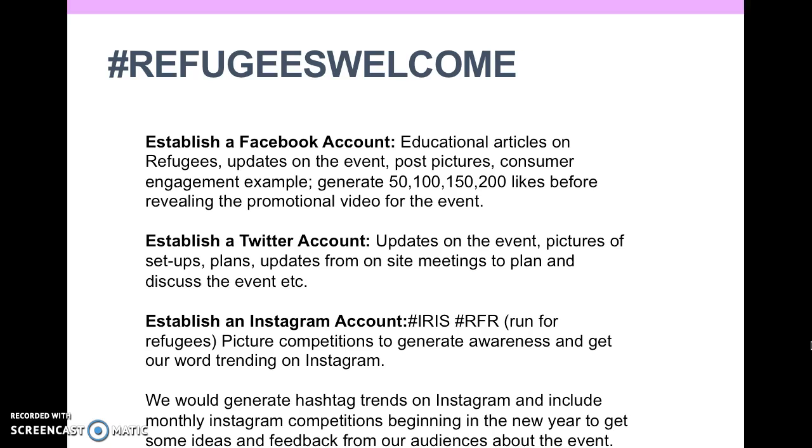And then, as an engagement example, we could do a status that says if we generate 50, 100, 150, 200 likes, we'll reveal the promotional video for the event. So, hey, we'd like to announce that we're having this campaign, etc. I'm trying to think of an example off the top of my head, like, if we hit 50 likes, we'll release a video today by 4 p.m. or whatever. We'll establish a Twitter account.